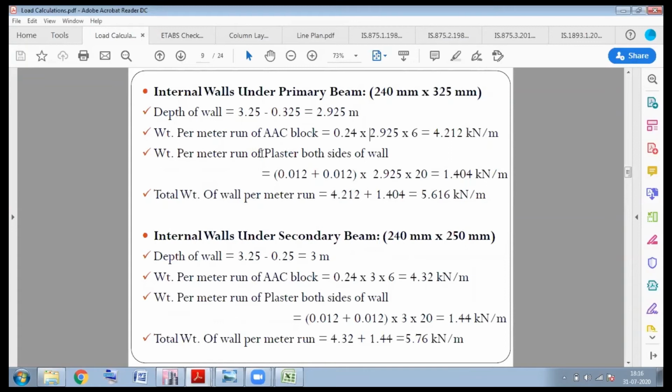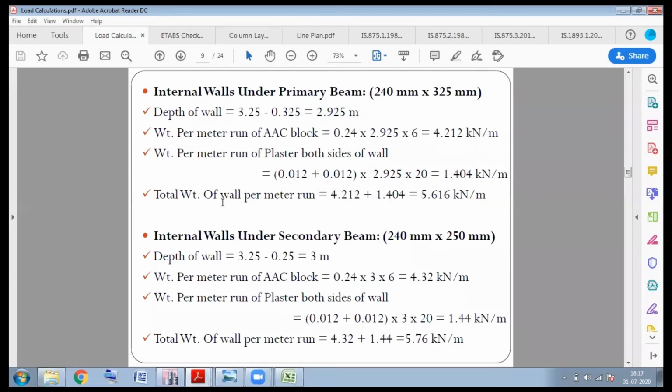Okay, this is the internal wall. So both sides we are going with 12 mm. If it is an external wall, one side is 12 mm and another side is 20 mm. So here it is an internal wall, so we are plastering both sides for 12 mm. So 0.012 and 0.012 into the entire height, 2.925, into unit weight, that is 20. So we have the value 1.404.